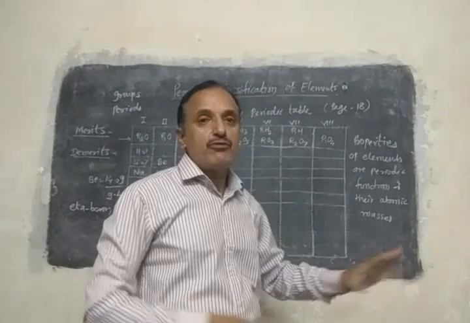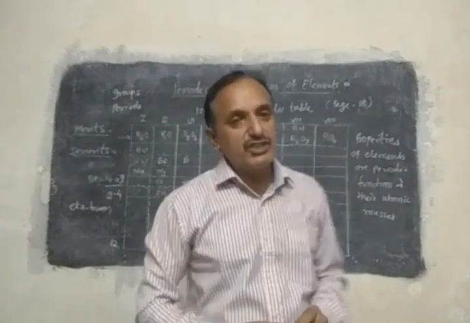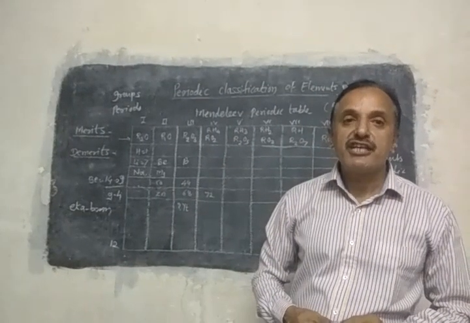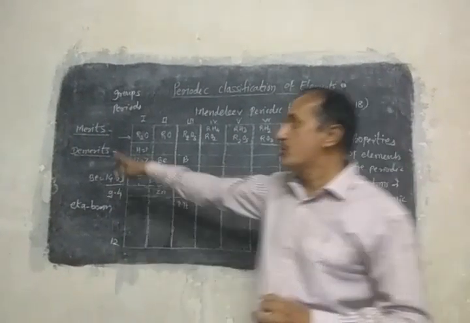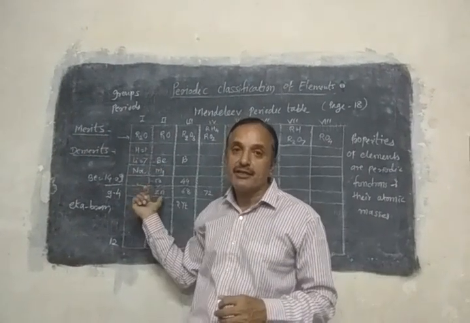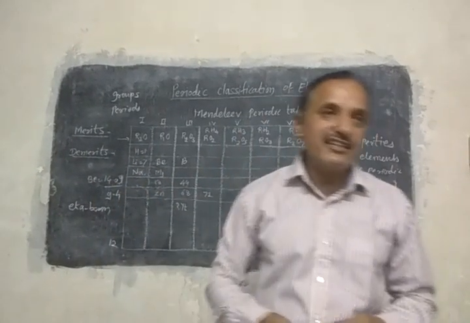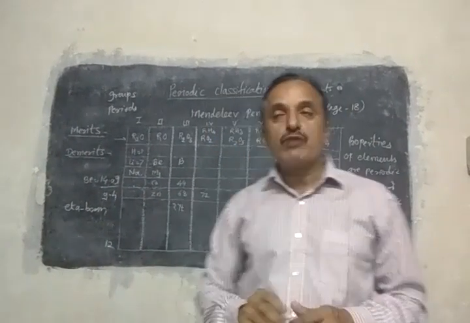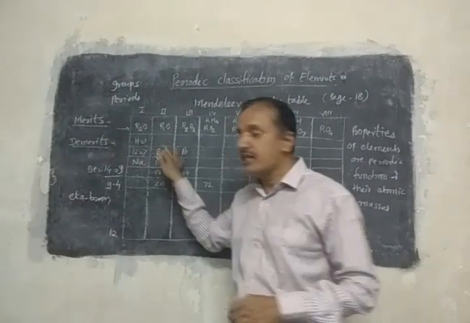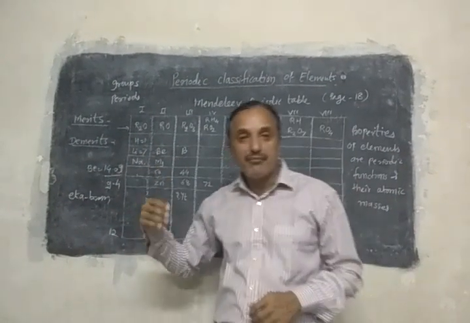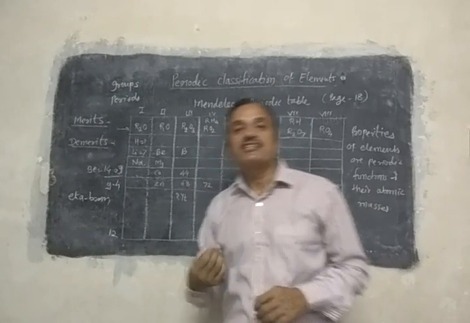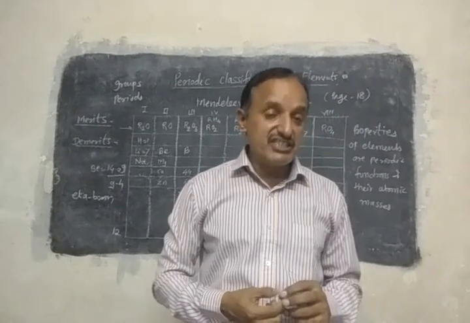Now from that table we get more information. As we are getting more information, that we call the merits of the table. And there are some drawbacks, anomalies, that we call the demerits. So in that table there are certain merits and some demerits.